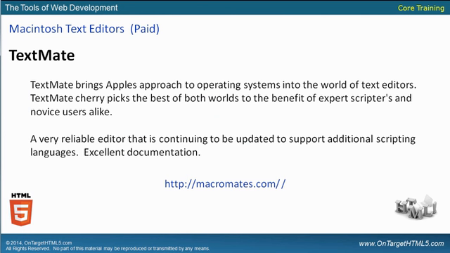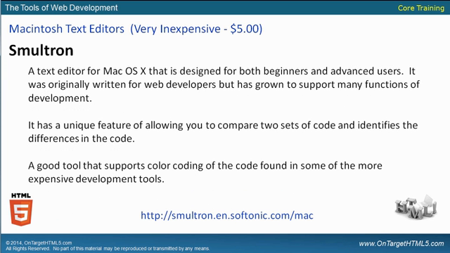All right, the next one we're going to talk about for the Macintosh is Smultron, a text editor for Mac OS X that is designed for both beginners and advanced users. It was originally written for web developers, but has grown to support many functions of development. Very inexpensive. Right now, I think the current price is $5. It has a unique feature of allowing you to compare two sets of code and identifies the differences in the code. I can't overemphasize how unique and important that is.